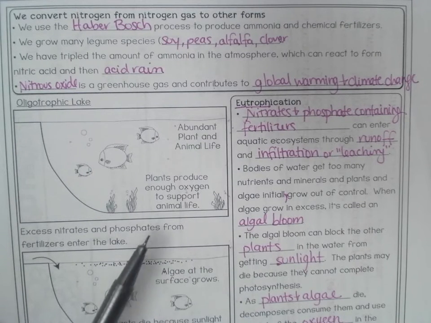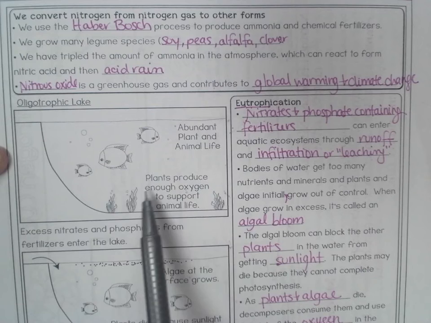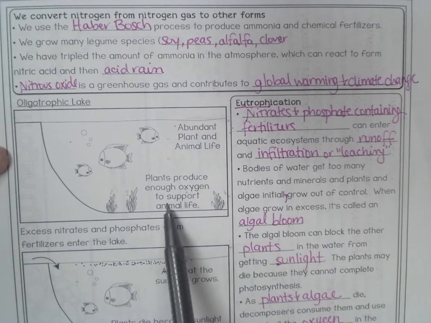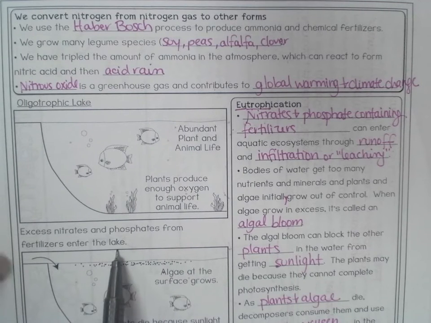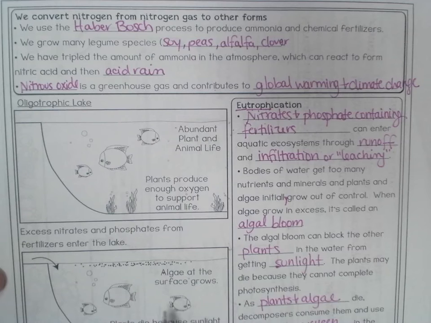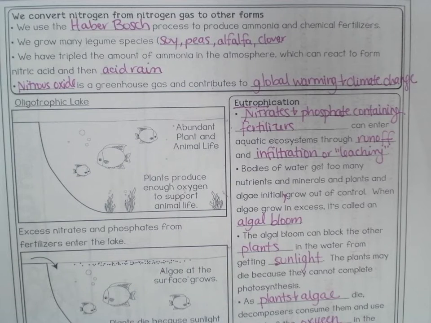So you can look over here, you see this oligotrophic lake. It has abundant plant and animal life. It's doing well. Its plants are producing enough oxygen to support the animal life. Then, as excess nitrates and phosphates from fertilizers enter the lake, algae at the surface grows and blooms. These plants start to die because they're not getting enough sunlight and less oxygen is being produced, so now we're having some issues with the animal life living. Decomposers break down the dead plants, depleting oxygen even further, and the animals die.